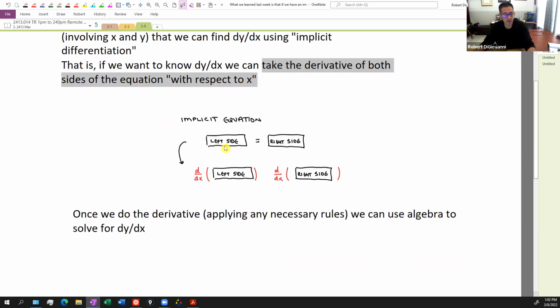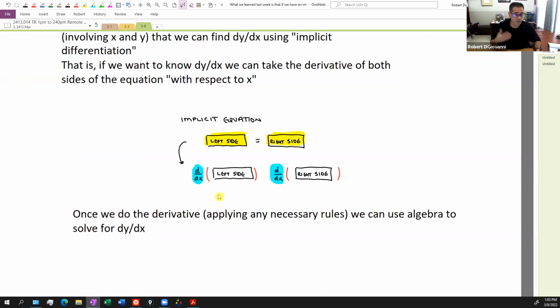We were given some equation, the equation had a left side and a right side. And then all we would do is apply the derivative to both sides, in this case with respect to x, and then use whatever rules we needed. There could be product rule, quotient rule, chain rule, whatever we needed to do to take derivatives. After we did the derivative, then we would normally use algebra to solve for dy dx. So that's what the homework was about. Those problems are on the review. And that's what we did.